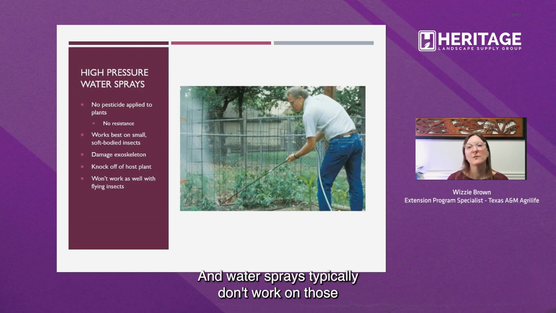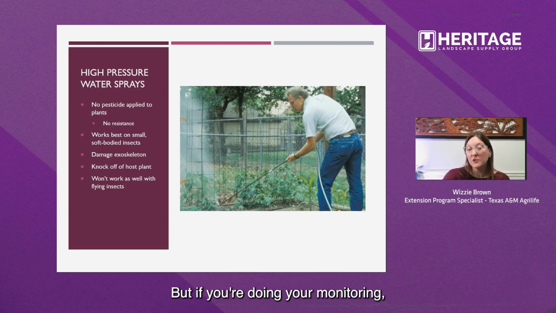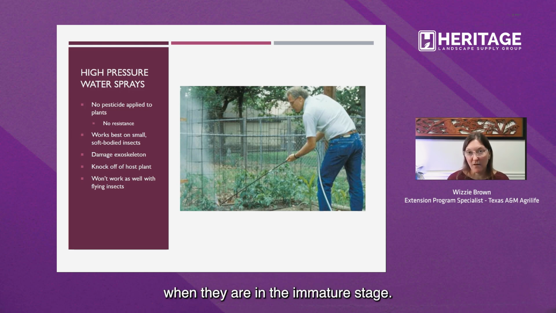And water sprays typically don't work on those because they can just fly away from whatever you're trying to do to them. And so it's not the best strategy for them. But if you're doing your monitoring, then that's going to allow you to catch those insects when they are in that immature stage. And so this could be a tactic that you utilize in an IPM program.